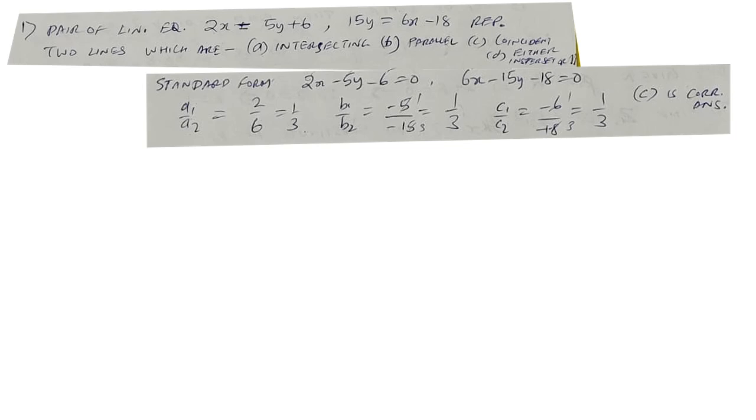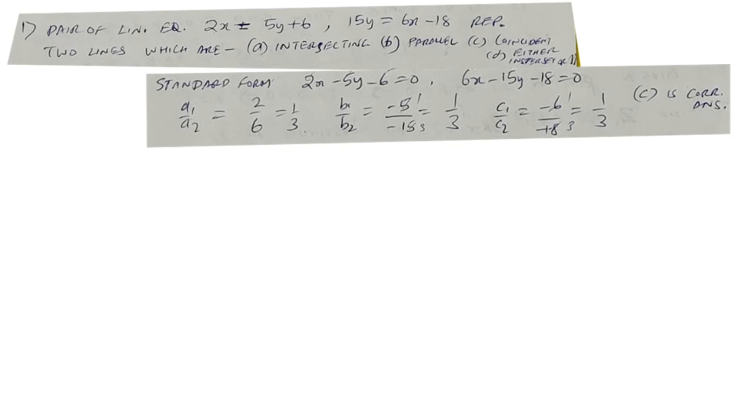a1 by a2 in this case is 2 by 6, that is 1 by 3. b1 by b2, you can see the first equation has minus 5 for b, and second equation has minus 15 for b. So b1 by b2 is minus 5 divided by minus 15. Minus and minus cancels. 5 ones are 5, 5 threes are 15, so 1 by 3. And c1 by c2 is minus 6 by minus 18. That also is 1 by 3.